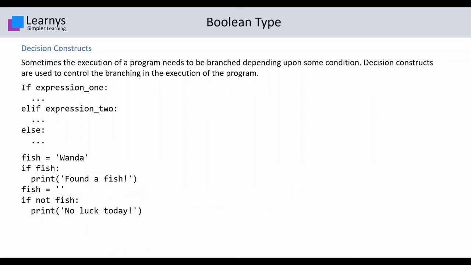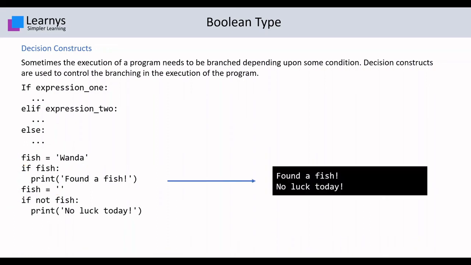Let's take another example. Let's take fish is equal to this string. If fish, print found a fish, then we are printing fish is equal to a blank, that is an empty statement. If not fish, print no luck today. Now what is this? Let's try to run and understand. So the output is this.